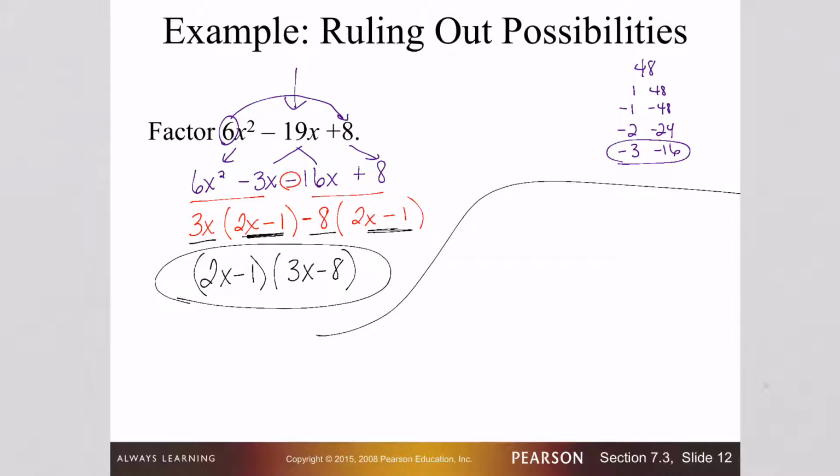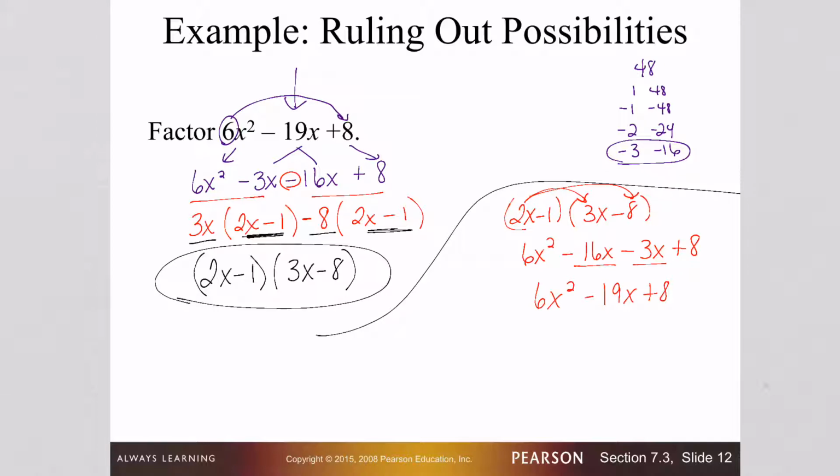So I've got, off to the side, 2x minus 1 times 3x minus 8, and I'm just going to use the distributive property. 2x times 3x is 6x squared. 2x times negative 8 is negative 16x. Negative 1 times 3x is a negative 3x. Negative 1 times negative 8 is a positive 8. Combine your like terms. So I've got 6x squared minus 19x plus 8. Yep, that is the factored form right there.